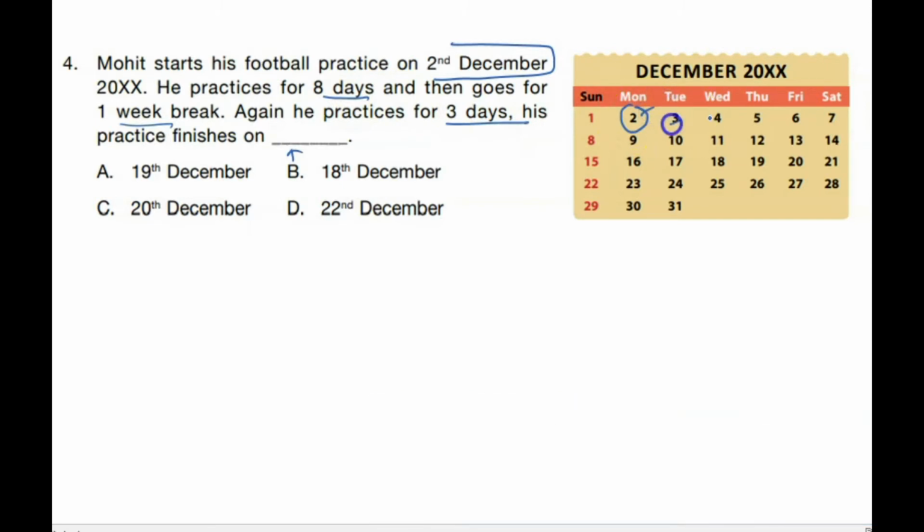So 1, 2, 3, 4, 5, 6, 7, 8. No information about Sunday is given, whether it's a break or not. So he practices for 8 days. That means till 9th of December. Then he goes for a 1 week break. Now he practices again. So 1 week break, that means till 16 he is having a break.